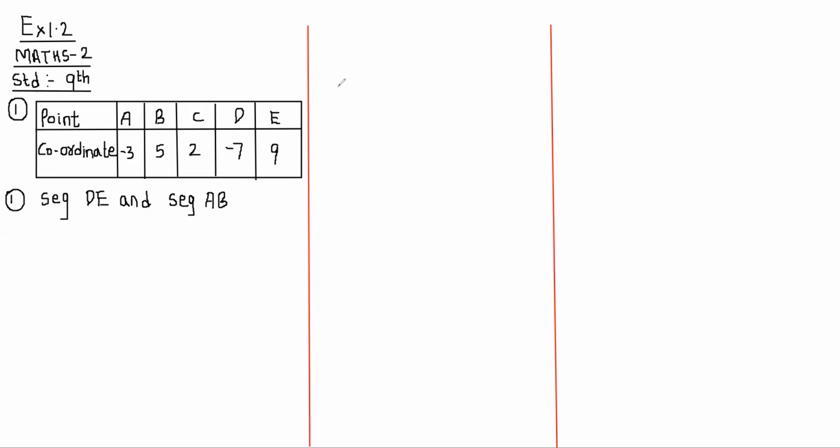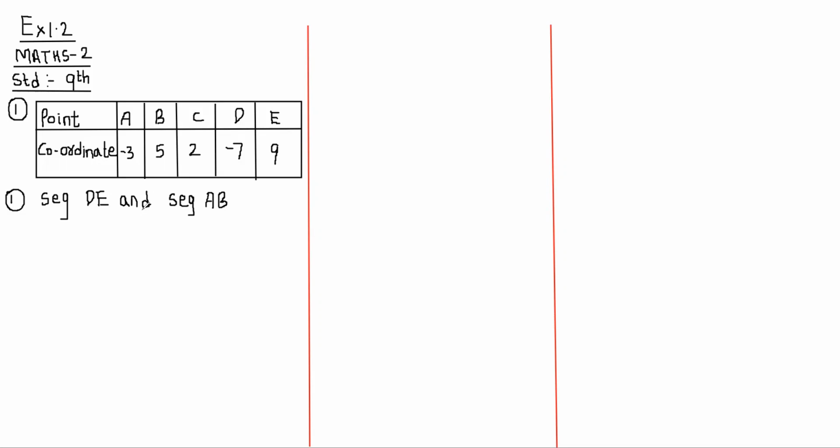Hello students, we are going to start Maths 2 Standard 9th Exercise 1.2. Now in sum number 1, the following table shows points on the number line and we have to decide whether the pair of segments are equal or not.